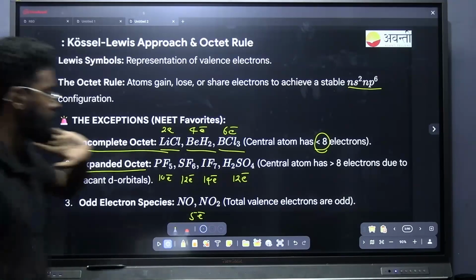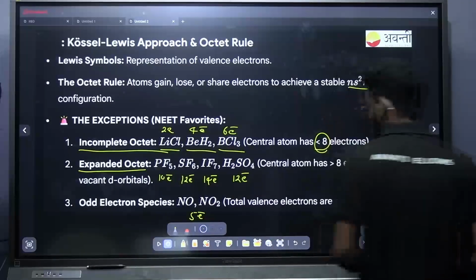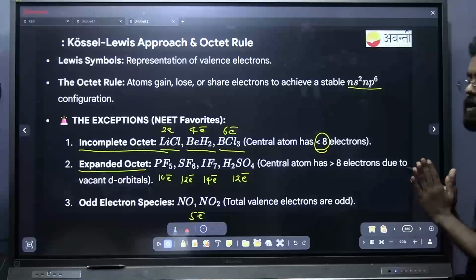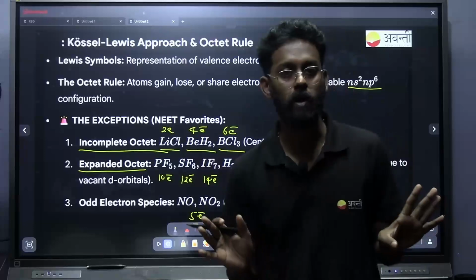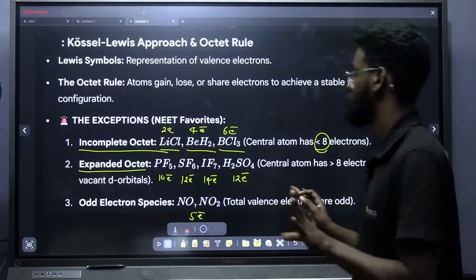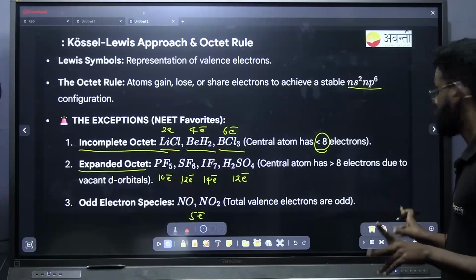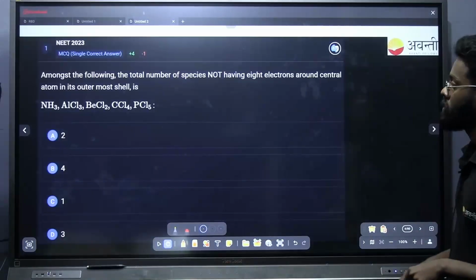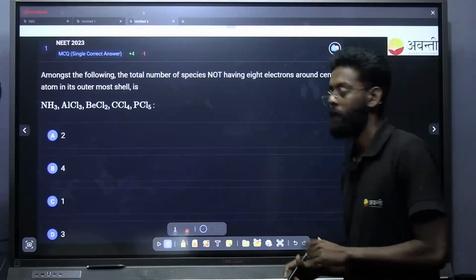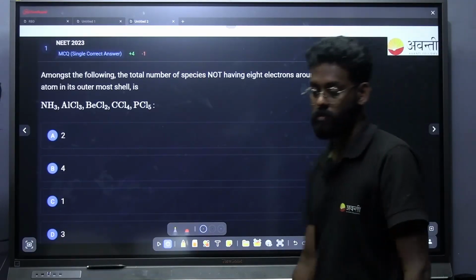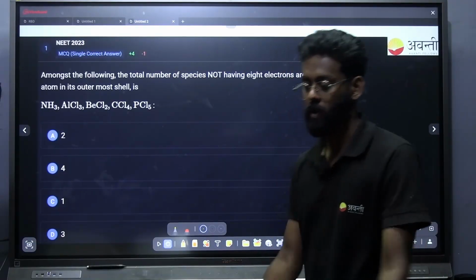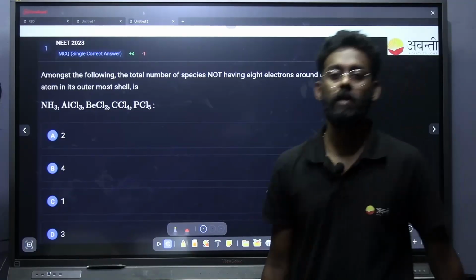I will give you the question that has come in the NEET exam. Shall I give you the question? If you see any compound which is not following 8 electrons in its valence shell, it is an exception. Shall I give you a question? Can you do it? Yes, you can do it, definitely. Yeah, give me the answer in the chat box or unmute yourself. Open up yourself. I want an answer from everyone.